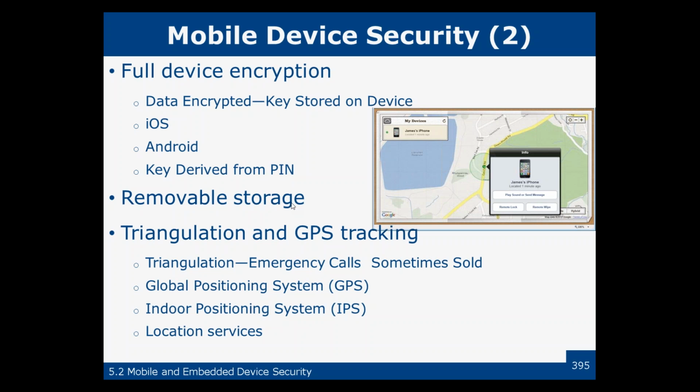Triangulation and GPS tracking to find these things. Triangulation is handy for emergency calls, but they say in some countries, I don't know that happens here, that sometimes that information is sold so that you can be tracked. They have GPS, global positioning systems, so that you can find the device if you lose it. It also enables you, and the location services go with the GPS, to say, hey, how do I get home from here, or how do I get to some particular restaurant?